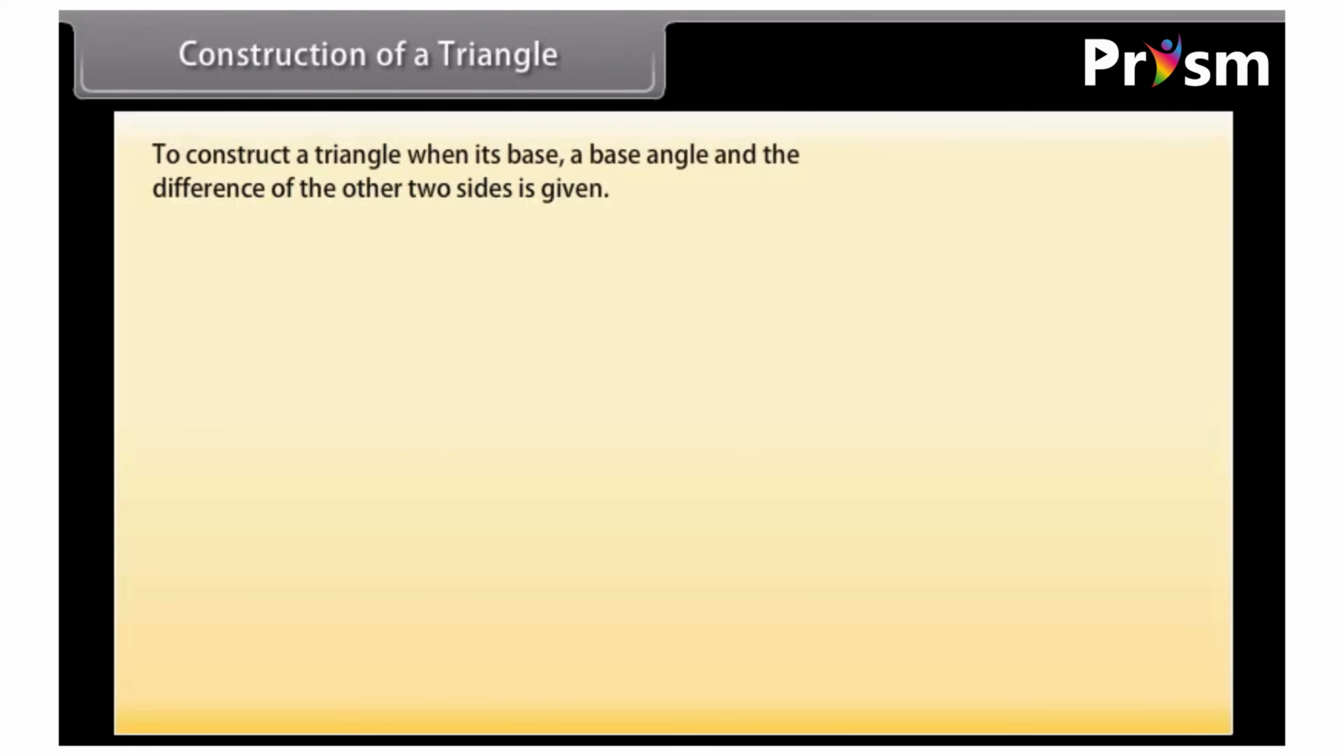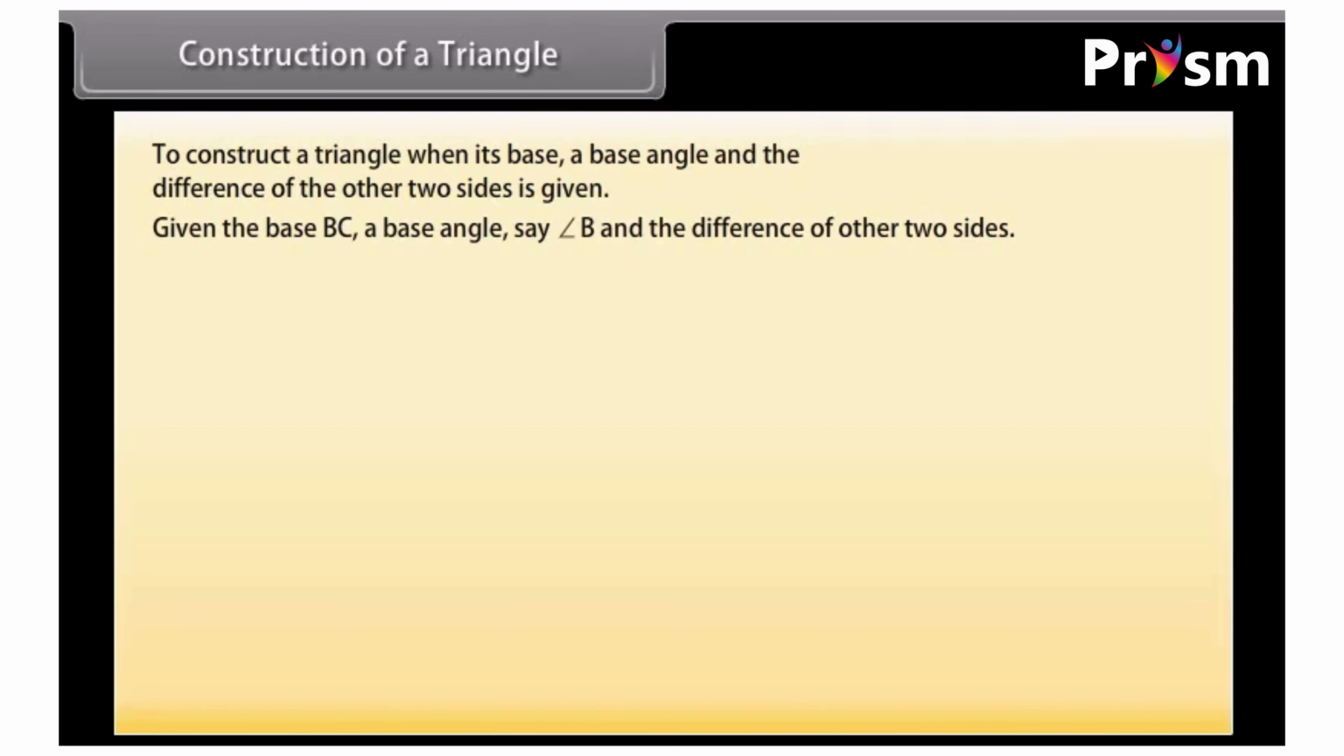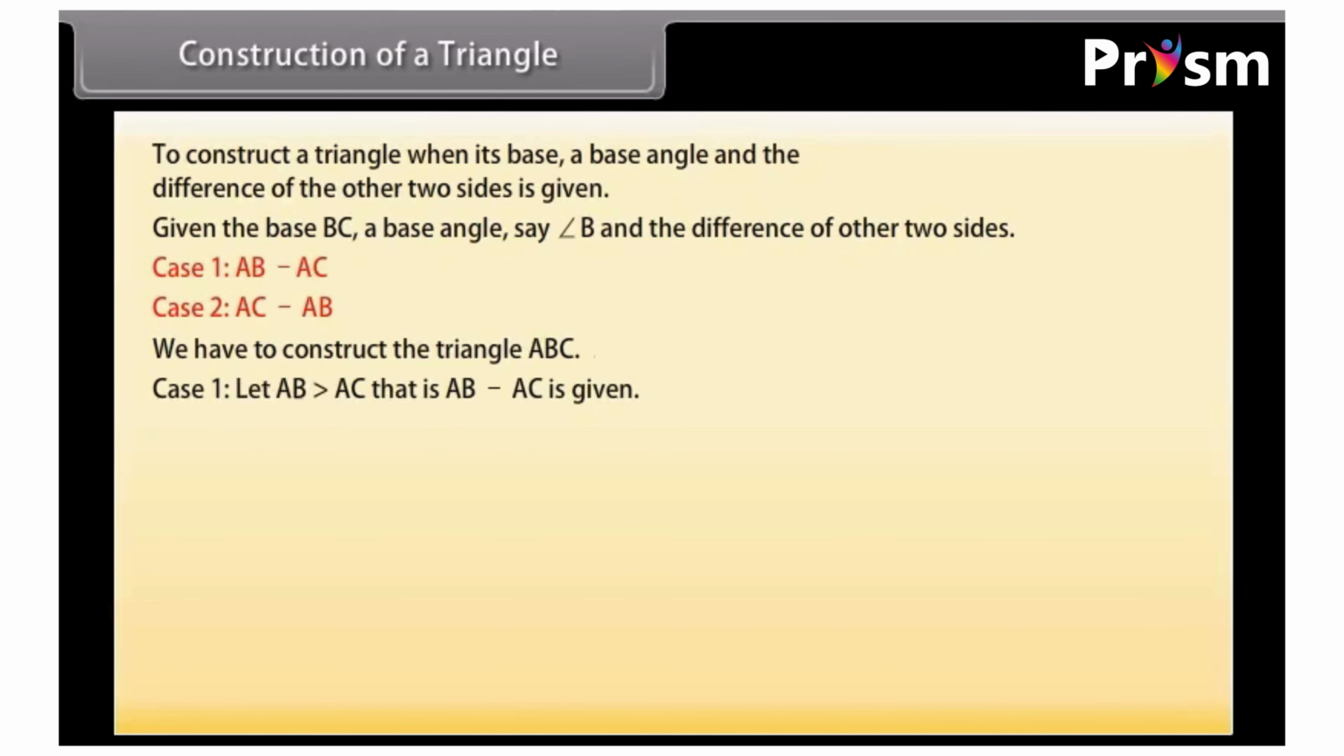Now we will construct a triangle when its base, a base angle, and the difference of the other two sides is given. Given the base BC, a base angle, say angle B, and the difference of the other two sides. Here we have two cases. The difference can either be AB minus AC or AC minus AB. We have to construct the triangle ABC. Let's first construct the triangle using case first, when AB is greater than AC, that is, AB minus AC is given.